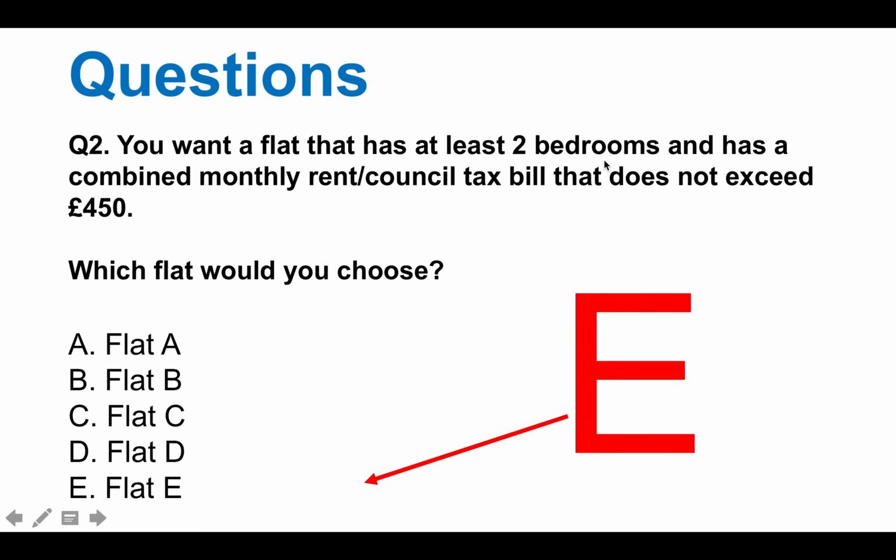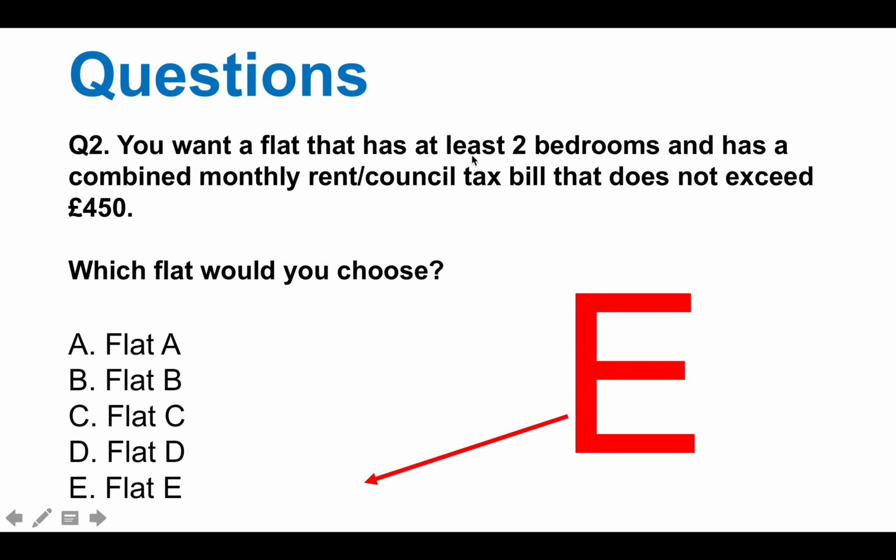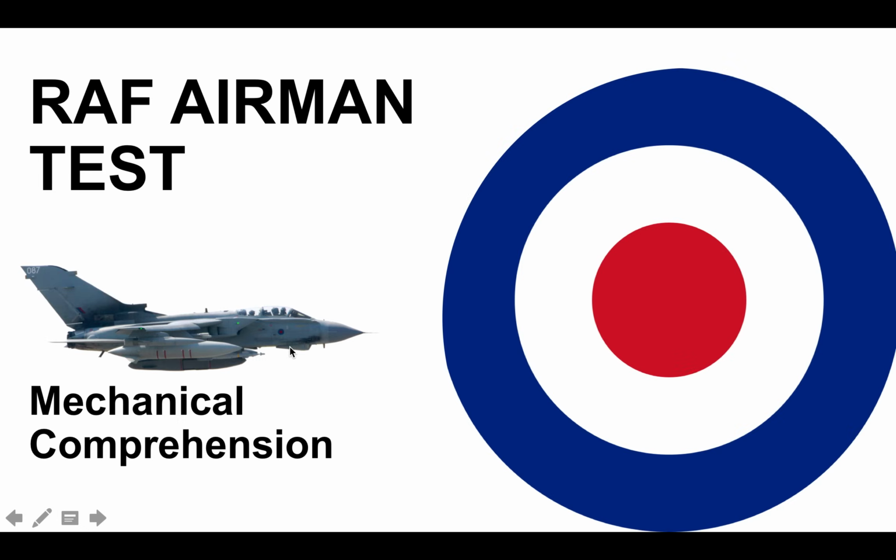Okay, you want a flat that has at least 2 bedrooms, combined no more than £450. Well, that fits, and this has 3 bedrooms as well, so that fits. At least 2 bedrooms. The answer there is flat E. Okay, so that's verbal reasoning. Now, the type of verbal reasoning you will get will be tougher than that. And again, I'm going to give you some sample practice papers to download that will be on a par with the kind of questions that you're going to get.